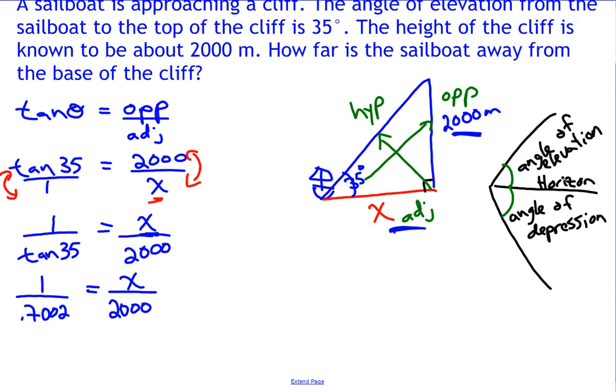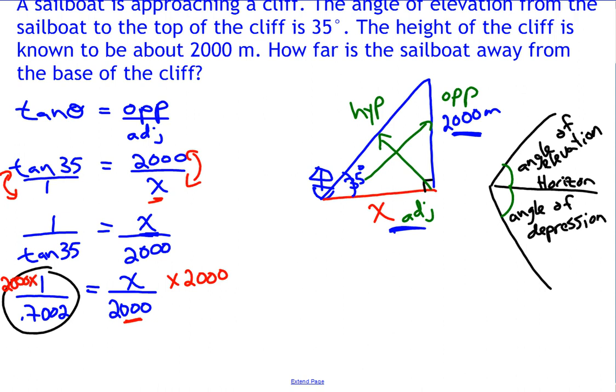We want to solve this equation, so we're trying to solve for x. You could, if you wanted to, evaluate 1 divided by 0.7002. I'm going to try to streamline this a little bit. We're trying to solve for x. X is being divided by 2,000 right here. We want to undo that division by 2,000, so we need the inverse operation. The inverse of dividing by 2,000 is multiplying by 2,000. And if we multiply by 2,000 on the right, we need to multiply by 2,000 on the left.